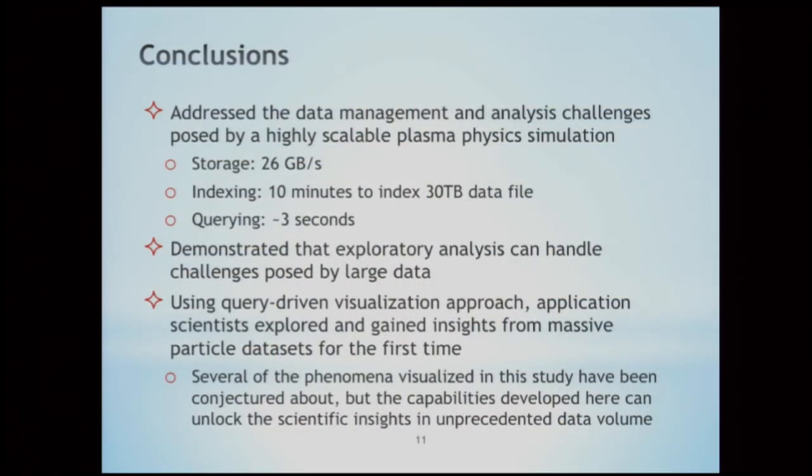So here are our conclusions: we achieved good performance, and the technologies we used were useful for application scientists. Thank you.